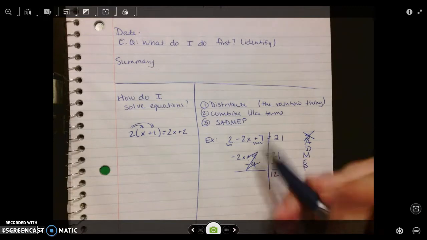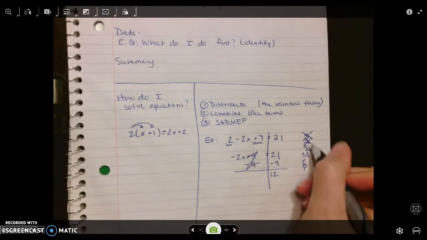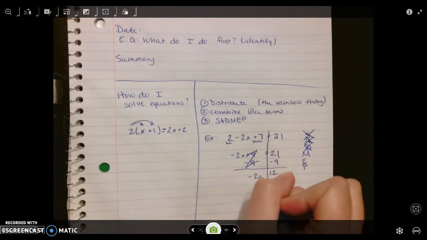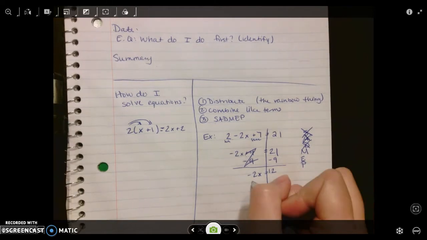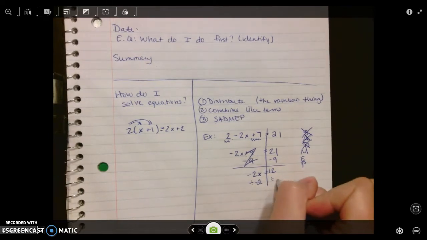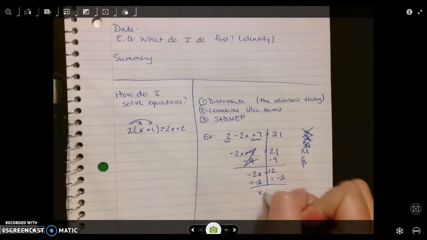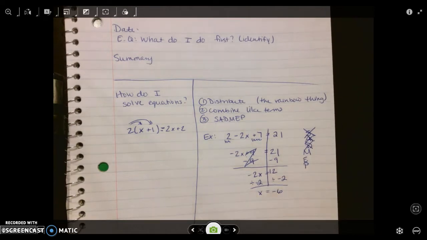Now, do I see any division? Nope. Do I see multiplication? Yes. Remember, the inverse of multiplication is division, so I divide by -2, and I get x equals -6.